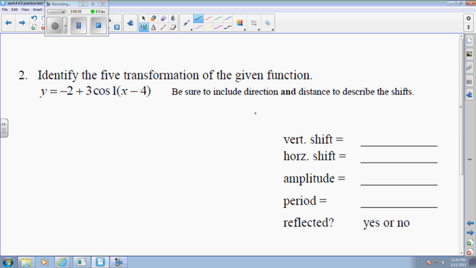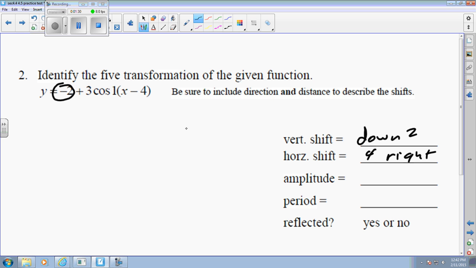Number 2 on our practice test, we're given this thing in standard form, and we're supposed to come up with the different parts. Our vertical shift is this number up here, and we would say that we have a vertical shift of down 2. Our horizontal shift, because it's in a parenthesis, it's the opposite direction, so we're going to go 4 to the right.